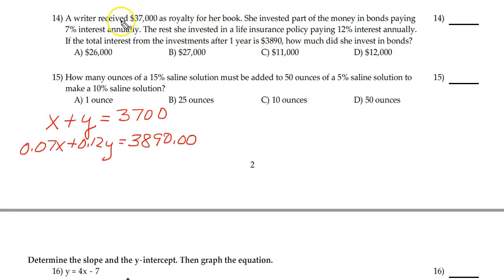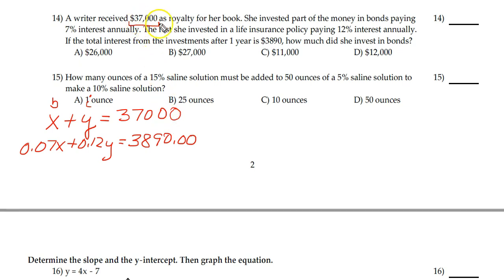Well, here, this is the total amount that we're going to divide into two parts. So we'll say part of it is X, and this will be the bonds in a sense, and part of it is Y, and this is going to be insurance here. And here's the total amount of investment. We have to add 10 there.